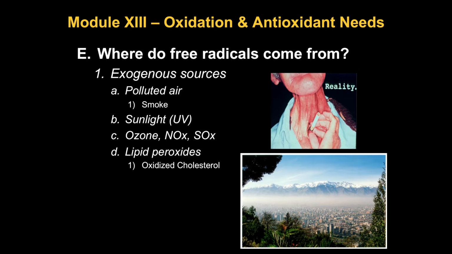Where do we get these free radicals from? Where are they coming from? Well, there are several sources, one of which are exogenous sources. So polluted air is a classic example. Cigarette smoke, being in that kind of environment.